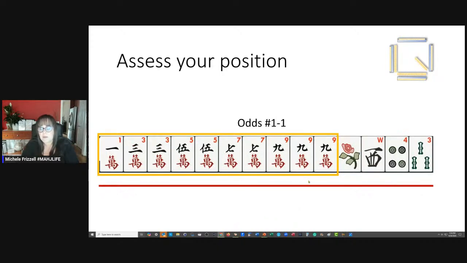The next example we have is odds 1-1, 1 suit, 1, 3, 5, 7, 9. Look at this hand, and I'm going to give you a minute to assess it on your own and see if you get this concept of identifying or assessing your position. Count the gaps and weaknesses, the discards, and tell me if you think this player would be an underdog, a contender, or a front runner.